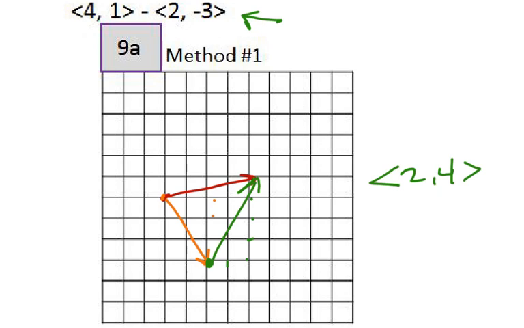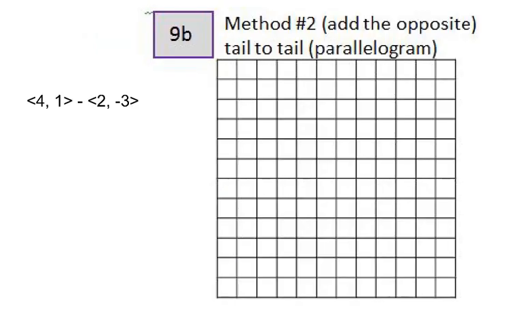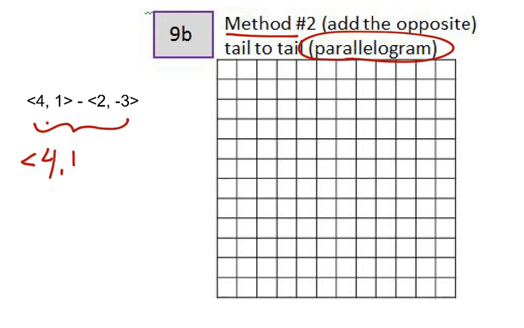Okay, we're going to take the same two vectors and we're going to subtract them, but we're going to use the other two methods. So if I go to this other one, the first thing that's very important if you're using method 2, which is adding the opposite, and we're going to use the parallelograms, is that you take these two vectors and change that to adding the opposite. So I'm going to write that as 4, 1 plus, and then I'm going to change these to the opposite, -2 and +3.